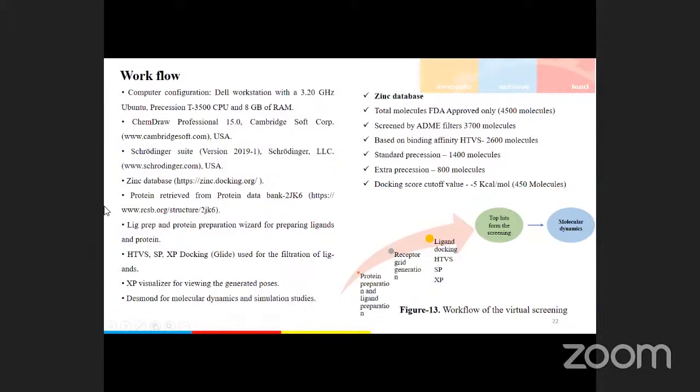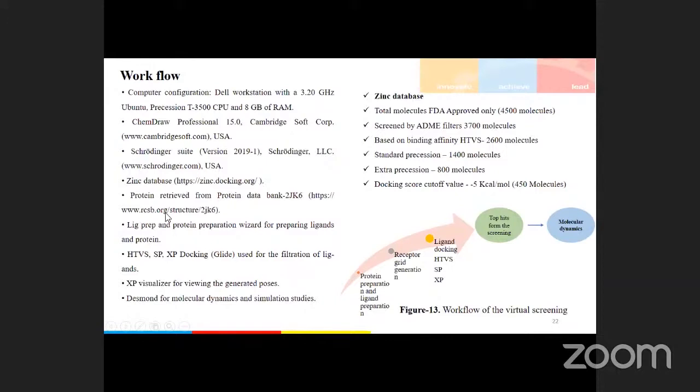The protein target we have used for our current study is 2JK6. It's nothing but leishmanial tryptophan reductase. So by using this minimal information, we have started. First we have prepared our protein by using the Protein Preparation Wizard of Schrödinger Glide.